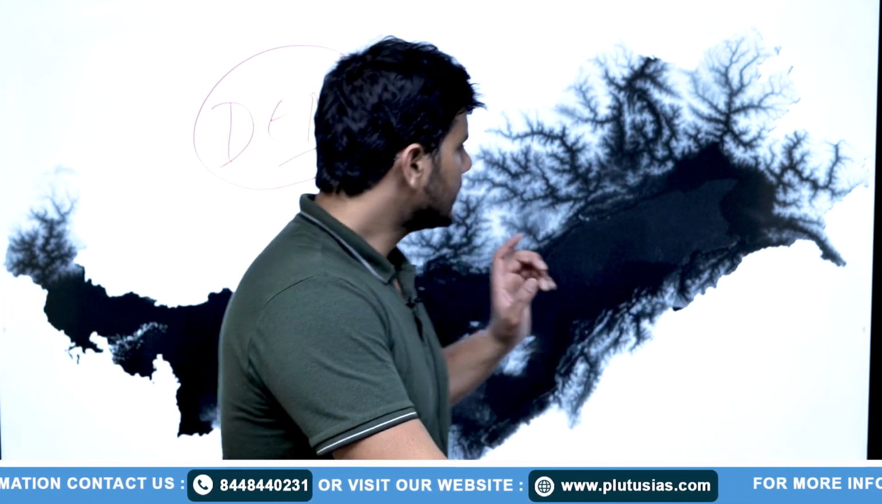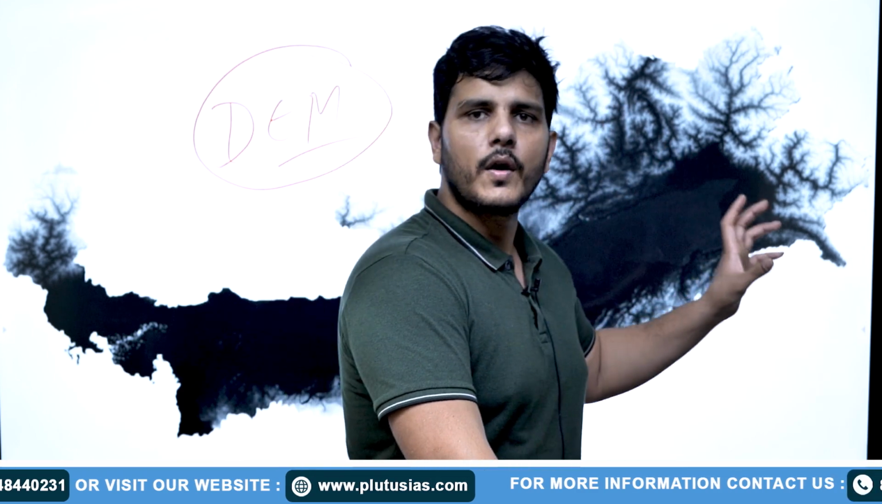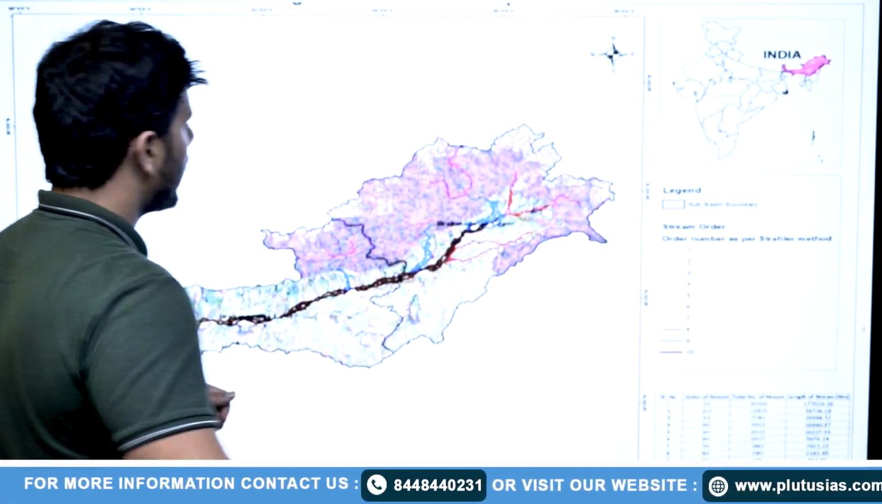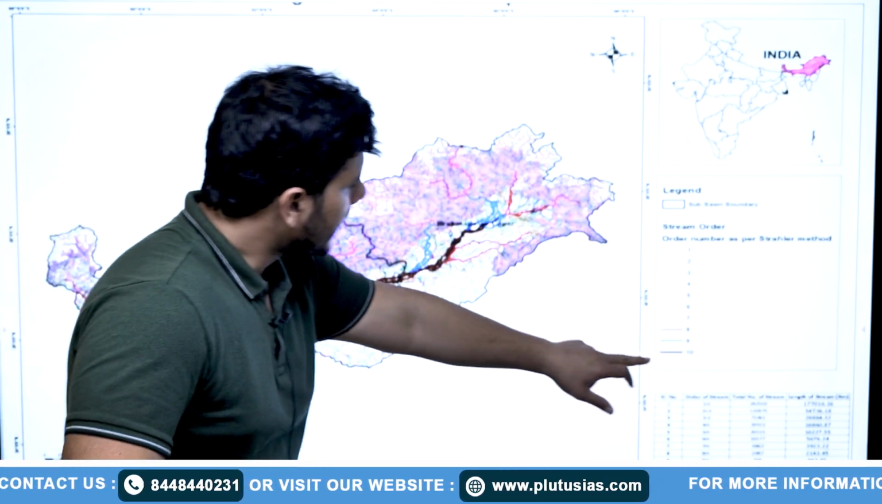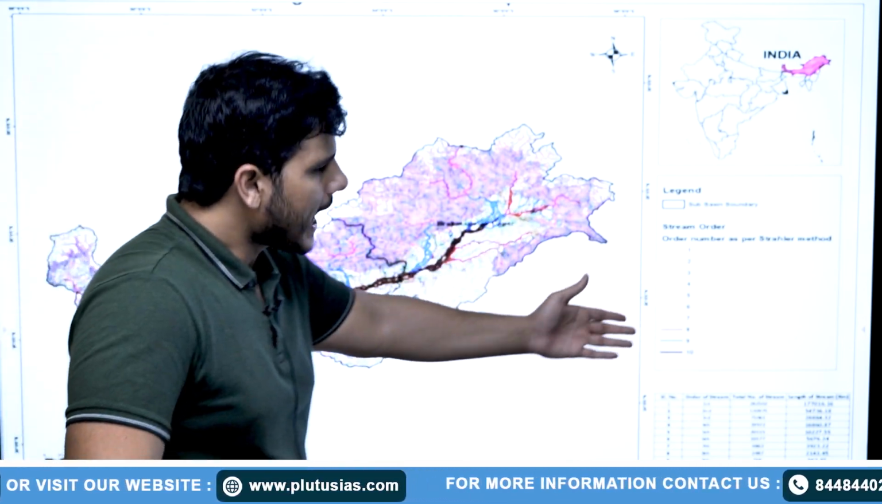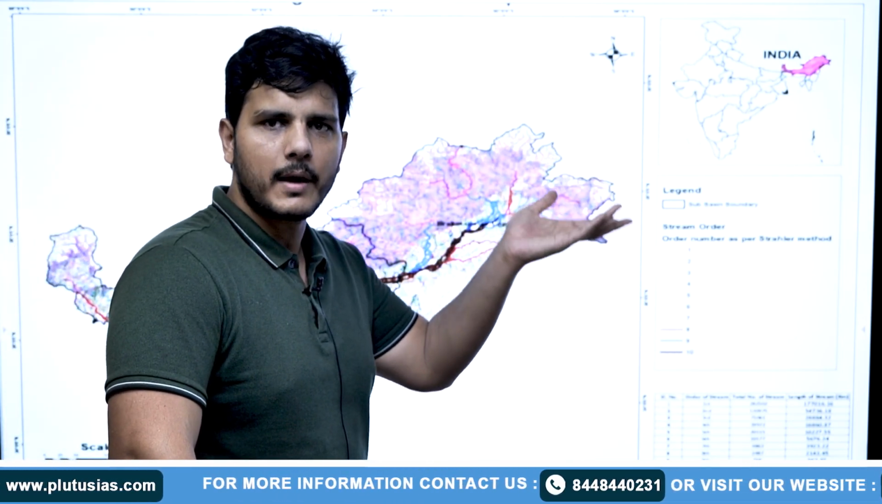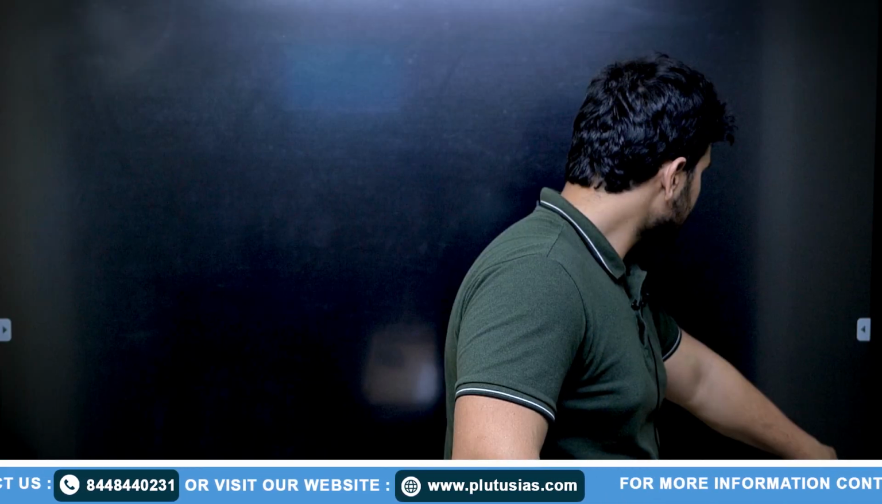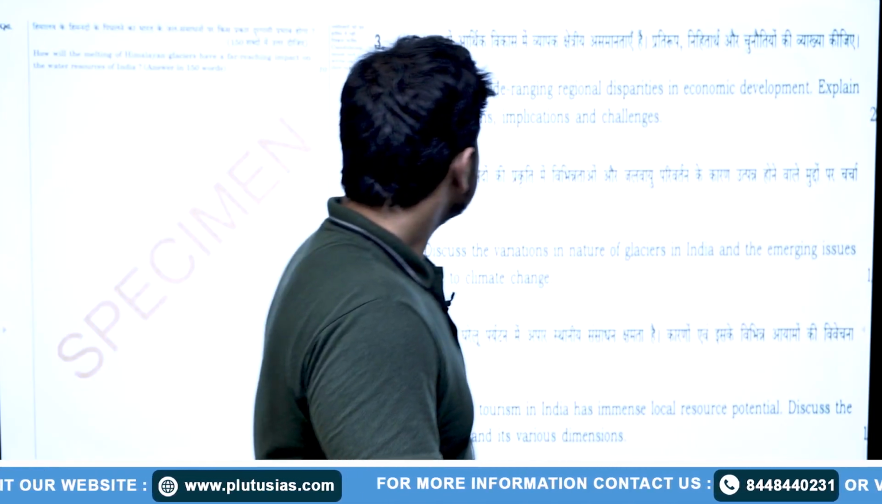Why so? Because it will be very helpful to understand the topography of that region. Okay, then this is the stream order. Look, the number 10 is for Brahmaputra, and as you go lower, it will be about the tributaries. So we will be getting a hack of all this. Okay. Now just see the question.